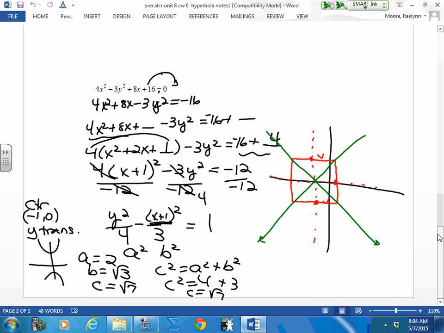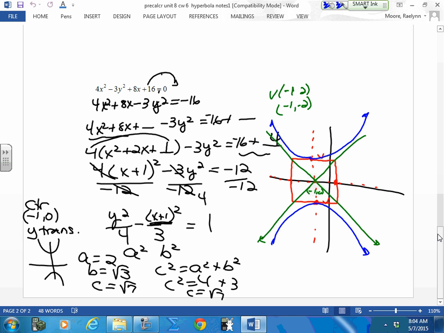We've got your vertices. If this is negative 1, 0, this one up 2 is negative 1, 2, and this one down 2 is negative 1, negative 2. We don't need your co-vertices here. We just needed them to help us make the asymptotes. Now make your hyperbola. Your hyperbola is going through here. Use your asymptotes as a guideline.